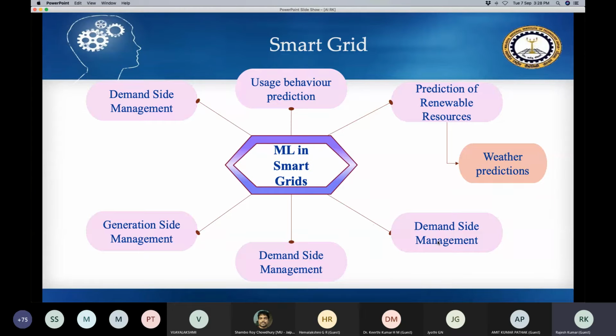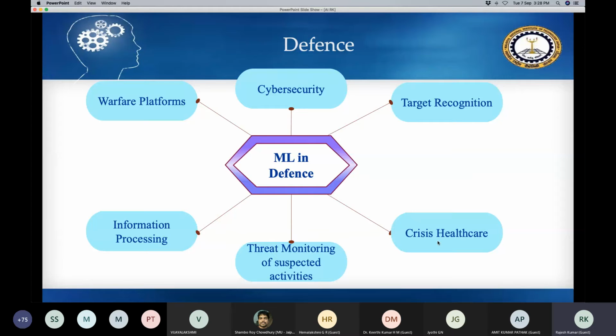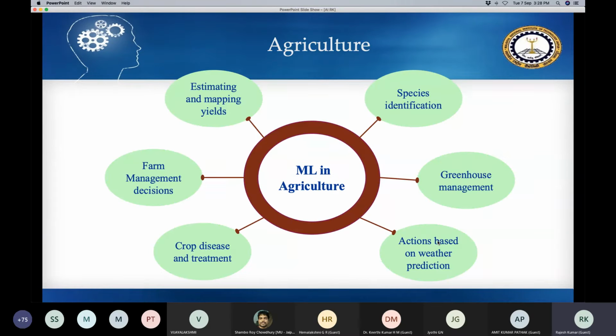Another area is defense, where people are now using it on war platforms and virtual platforms even, for target recognition, processing images, and threat monitoring, maybe of physical activities or maybe cyber activities, and then how to handle all these things. A lot of applications now.